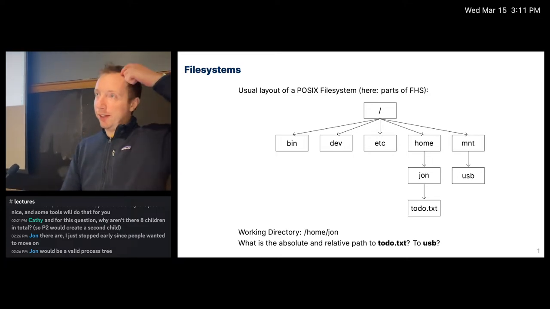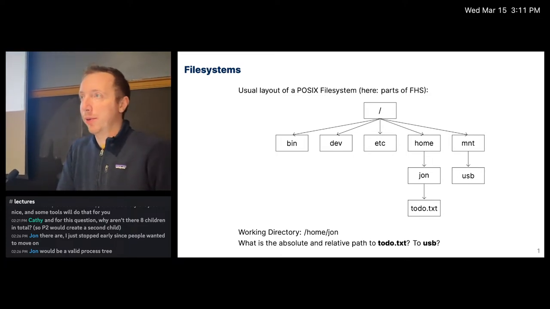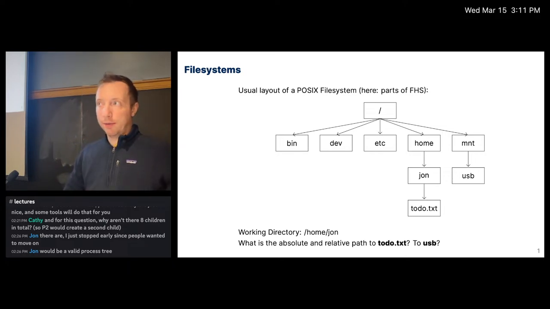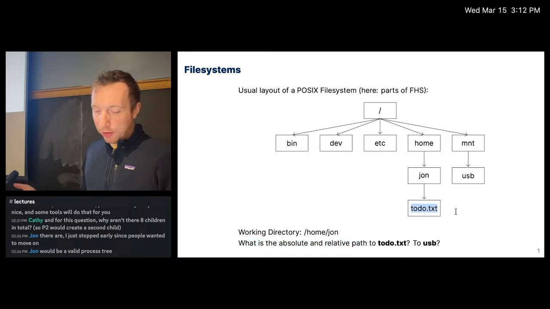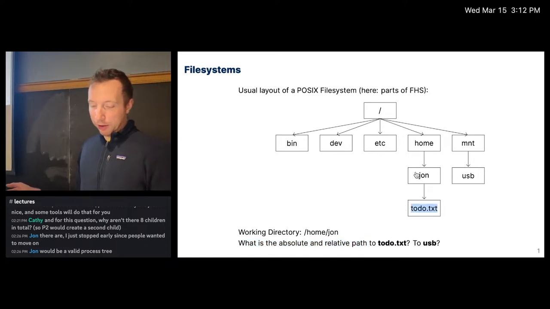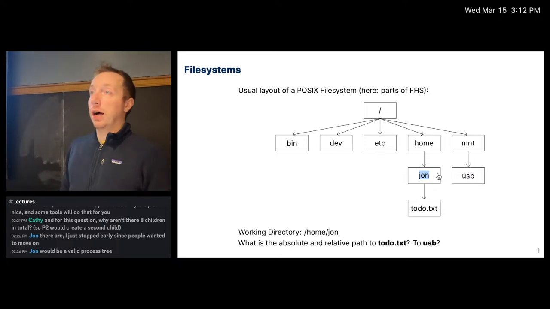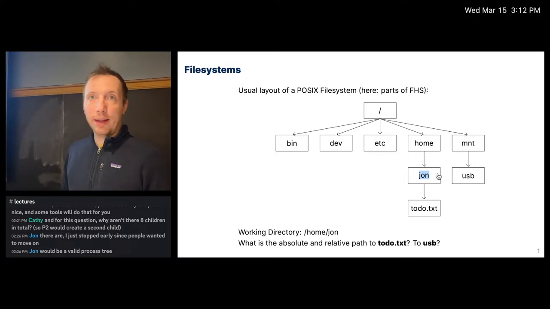So usually there's a concept of a working directory, which is the directory you're currently in. If you do any relative path, which everyone's probably done before, it's relative to the current working directory. So there's an absolute and relative path. A relative path is relative to the current working directory, and an absolute path will start with root. So if I'm trying to describe this todo.txt, and I'm currently in this John directory, I might be able to say, hey, the relative path is dot.